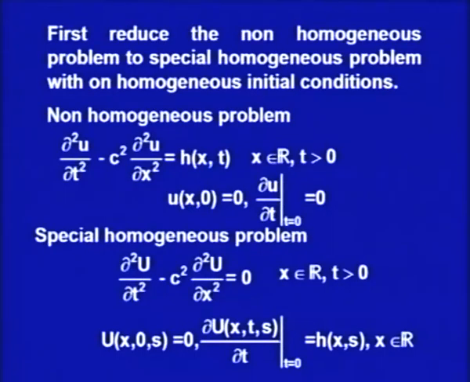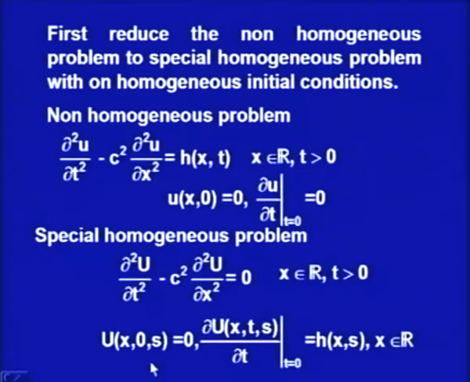And in this special homogeneous initial value problem, we have ∂²U/∂t² minus c² ∂²U/∂x² is equal to 0. This is a homogeneous equation. Now, this function capital U is in the three variables now, x, t and s. And here the second initial condition about the velocity is h(x,s), where you see that in the non-homogeneous problem, this was the right hand side function of my non-homogeneous wave equation.